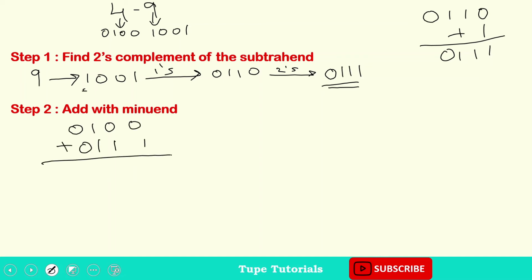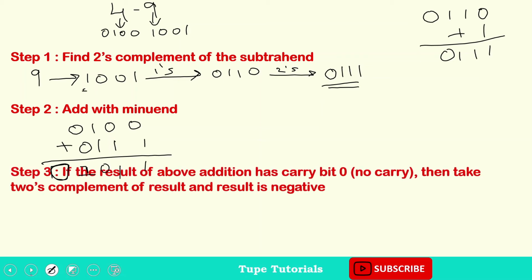So what will we get? 0 plus 1 is 1, 0 plus 1 is 1, 1 plus 1 is 0 with carry over 1, and again we will get 1. There is no carry. So whatever answer we got is in 2's complement form, and the result is negative. Whenever there is no carry, the result is negative and you have to take its 2's complement.